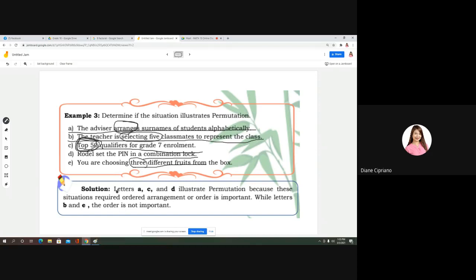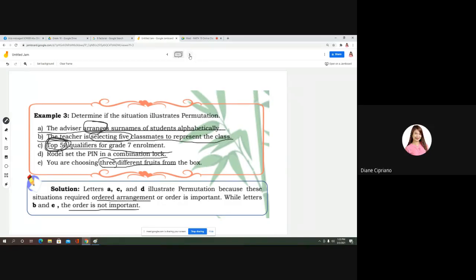So this is the answer na dito na nga sa baba. So letter A, C, and D illustrate permutation because situation required ordered arrangement. So pag merong pagkakasunod-sunod, it is permutation. And letter B and E, dahil hindi naman important yung arrangement, so this does not illustrate a permutation. So those situations do not illustrate permutations. Got it? Yes po, ma'am.